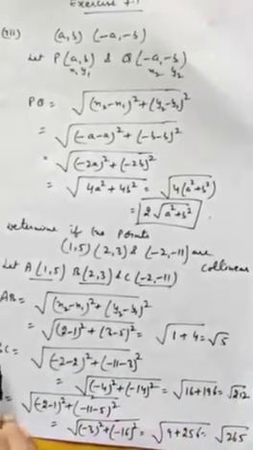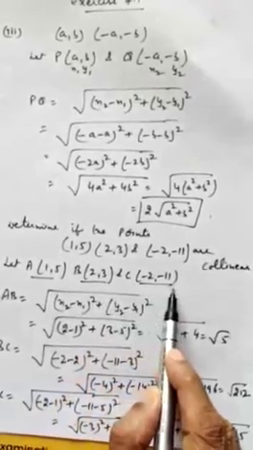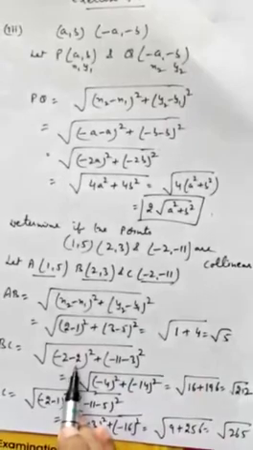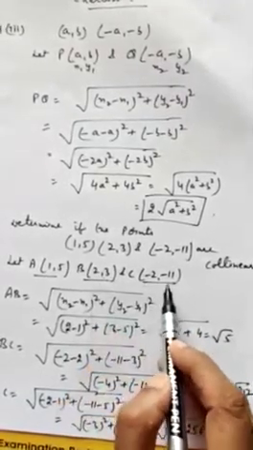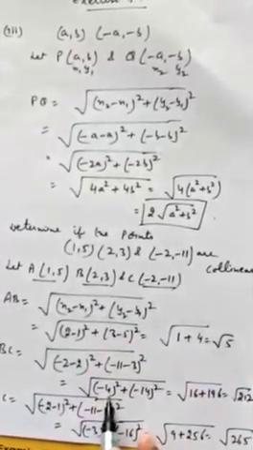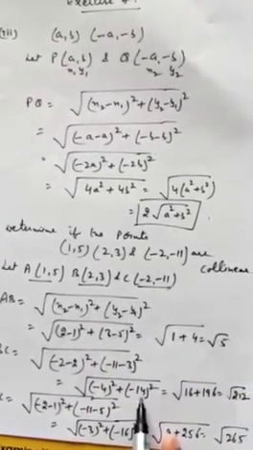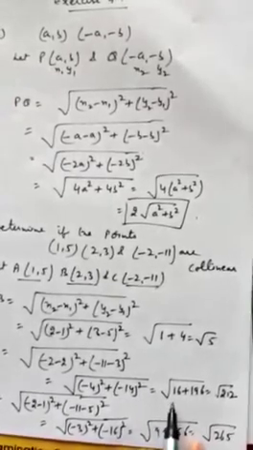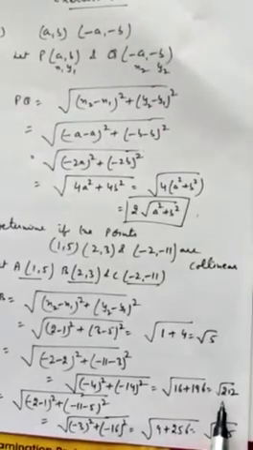If we take BC, B as (2, 3) and C as (minus 2, minus 11), always we start from the back. It will be (minus 2 minus 2) whole square, that is minus 4 whole square, plus (minus 11 minus 3), which will be minus 14 whole square. And the square of a negative number is always positive. Root of 16 plus 196, that is root 212.